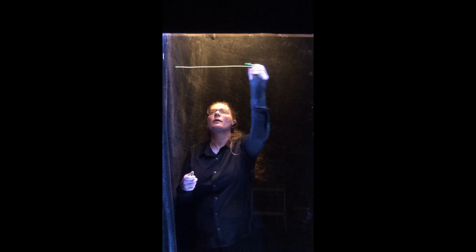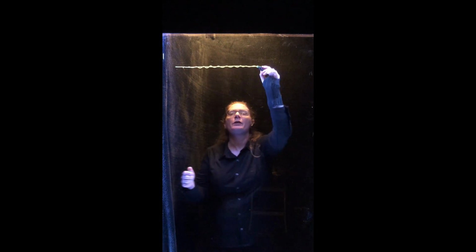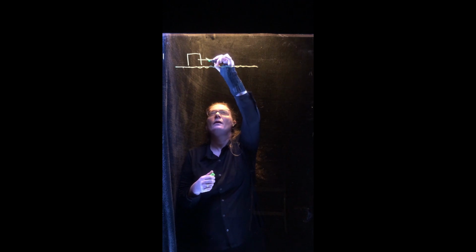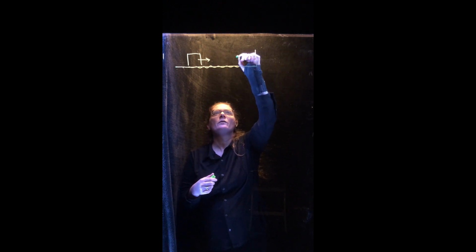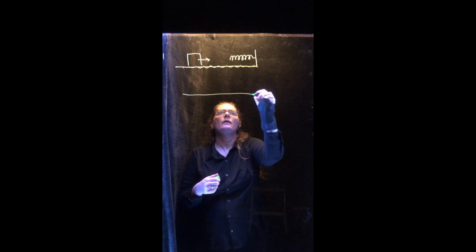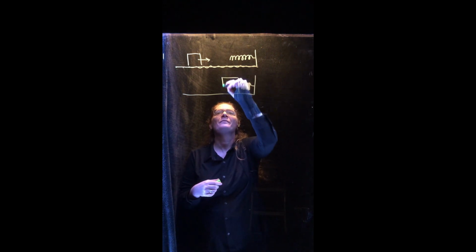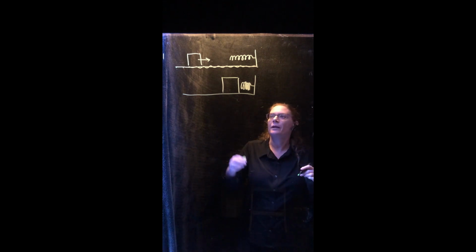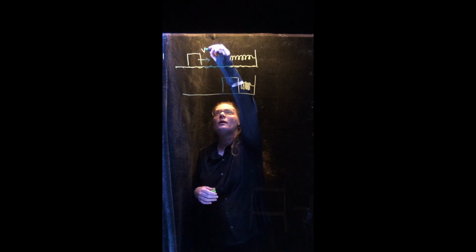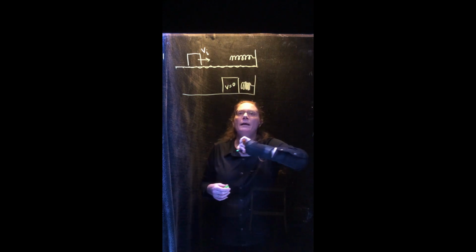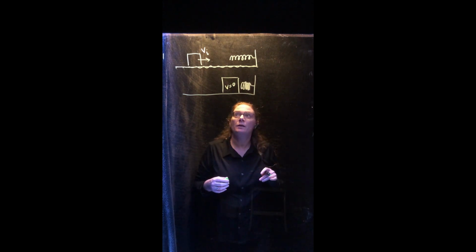So we have a block and it's a rough surface, so there's friction. And it is moving, and it's going to encounter a spring. And then it compresses the spring, there we go, a certain distance before it comes to a stop. So we have some initial velocity. It is at rest when the spring is fully compressed there.